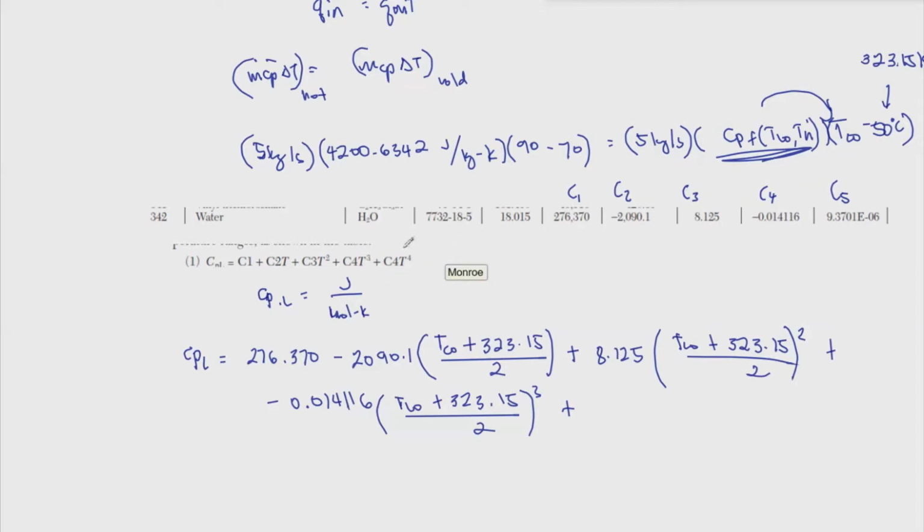So, in case you don't know, this is one of the typographical errors in the book. I don't know if it's still wrong in the 9th edition, but it should be C5T to the 4th. So, C5 is actually 9.3701 times 10 to the negative 6, and then we multiply this with the average temperature.